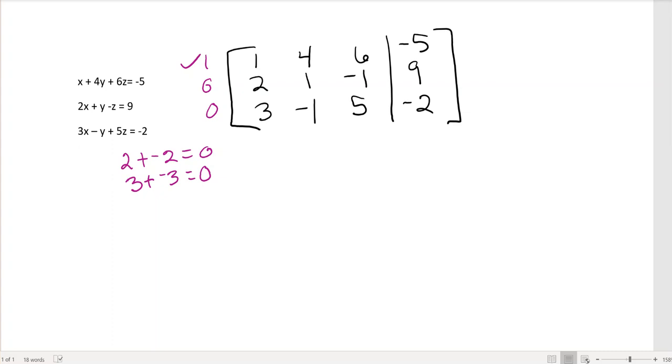So the 1, I change it into a negative 2 by saying let's do negative 2 times the first row, and I'm going to add it to my second row. Same thing in the third row. I multiply the first row by negative 3. And then I can add it to the third row.